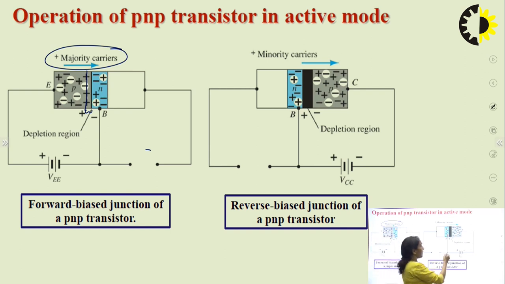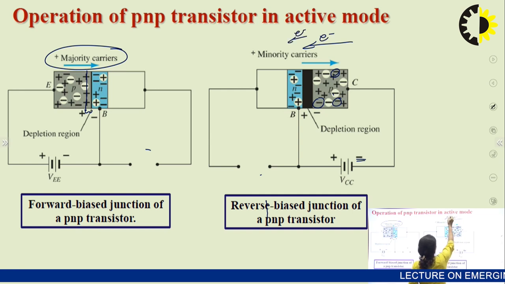Now when you reverse bias the collector to base terminal, and let us assume that we are not biasing the emitter base terminal, then what happens? We can see that this negative terminal of the battery is reverse biasing the p-type material, but there are some electrons also present here, and these electrons are the minority charge carriers. Though we are reverse biasing the majority charge carriers, that is holes, this negative terminal is forward biasing the minority charge carriers, that is electrons. So your electrons are moving in this direction.